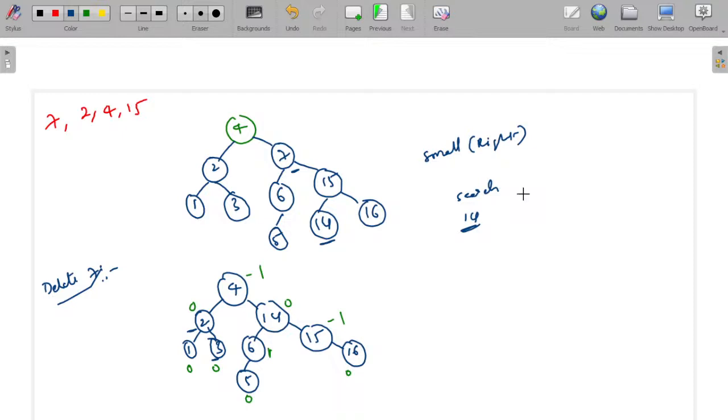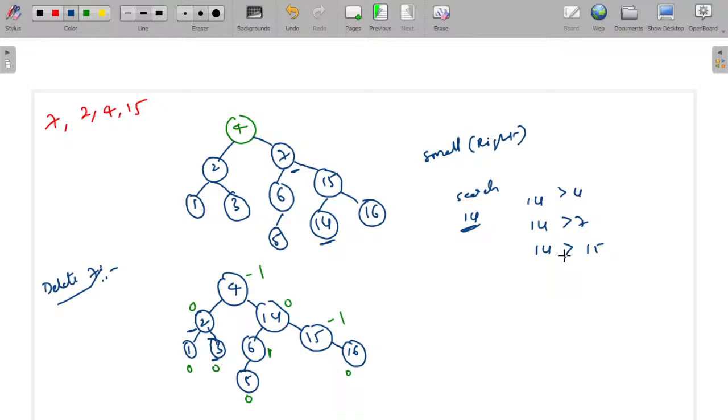First comparison is made between the root node and the element to be searched, which is 14 and 4. 14 is bigger than 4, so I have to check in the right child, which is 7. And again 14 and 7 are compared. Again 14 is bigger, it is going to go to the right child. And now 14 is compared with the right child of 7, which is 15.